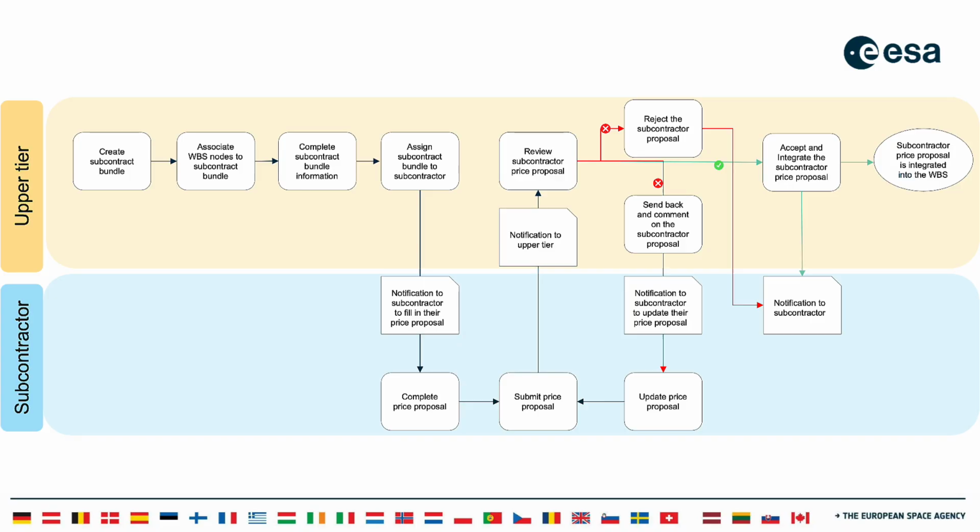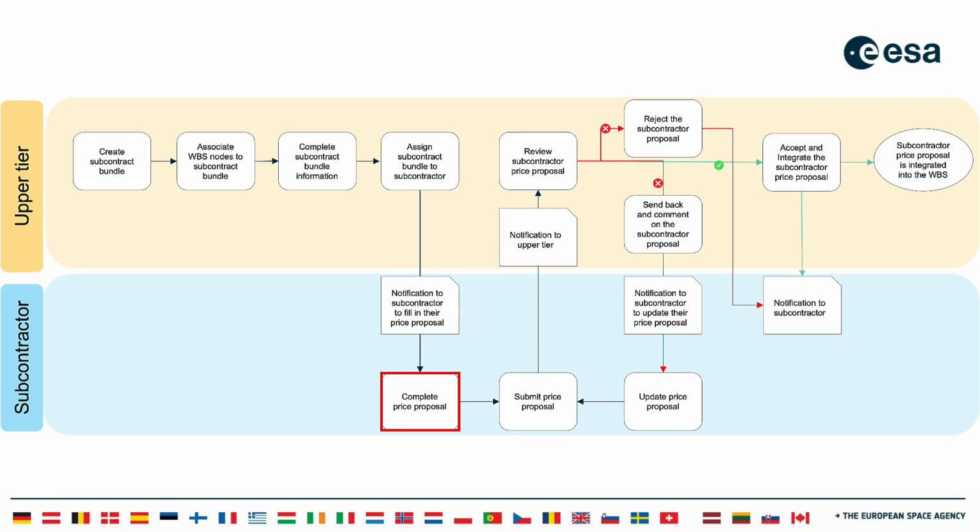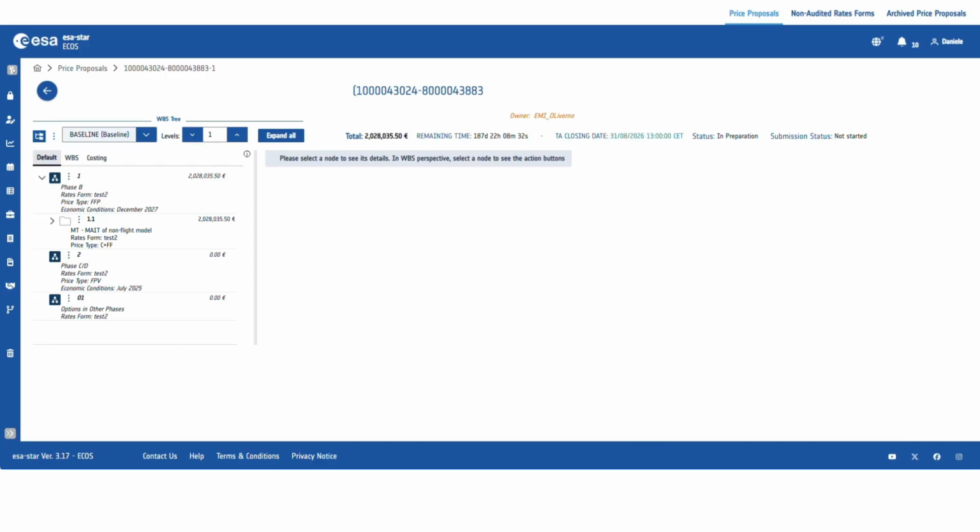In delegation mode, you create a subcontract bundle, associate your work breakdown structure nodes to it, complete the subcontract bundle information, and assign it to your subcontractor. At this stage, the subcontractor can complete their price proposal and submit it. Next, you review it and decide whether to accept it, send it back for updates, or reject it. Now, we will show you how to create a subcontract bundle.